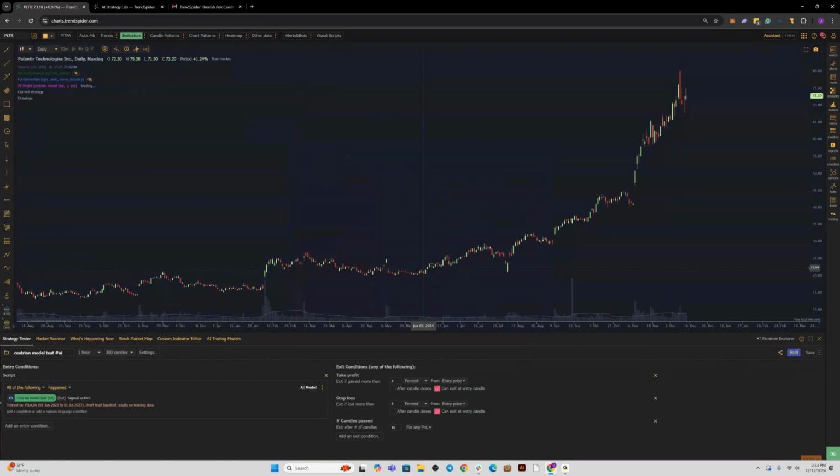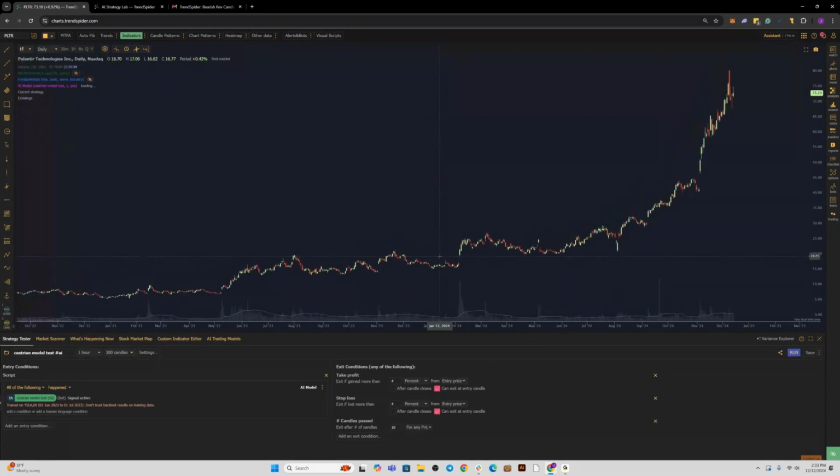So I can now scan for essentially the signals that model is generating. I can test it on other names. I can just utilize it all over the platform. I can get alerts on it.